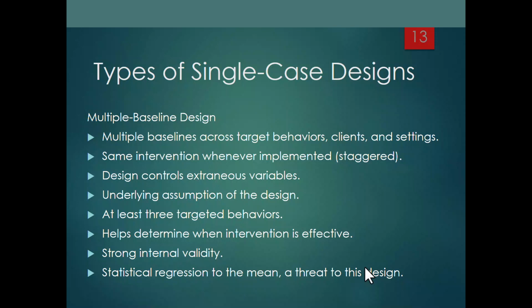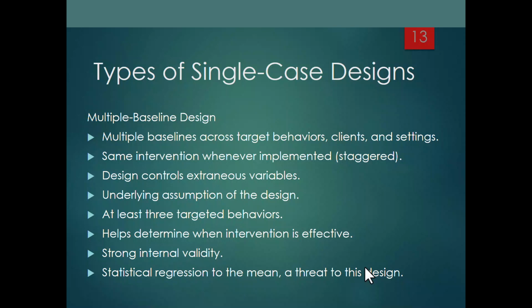The multiple baseline design has multiple baselines across target behaviors, clients, or settings, and the intervention is staggered across these entities. Across target behaviors involves one client or client system with two or more target behaviors, which are different baselines, that occur in one setting. Across settings involves one client or client system who has one target behavior that occurs in two or more settings, or different baselines. Across client systems involves two or more clients who exhibit the same problems in the same setting.